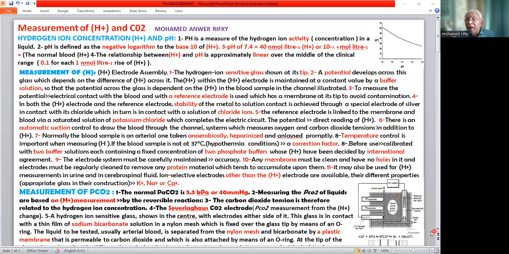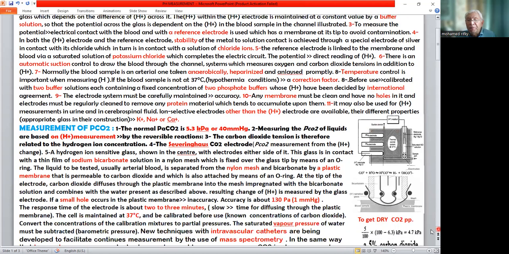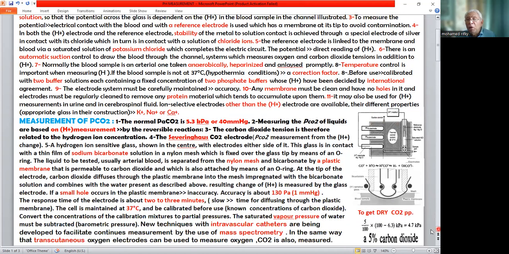The measurement of CO2 is also based on the pH electrode. We call it the Severinghaus electrode. It is also based on the pH, where we have a pH sensitive glass. This sensitive glass has a silicon nylon mesh. This nylon mesh contains bicarbonate, and this system is separated from the blood or CSF by a special membrane, which is attached by 2 pulleys, as you can see, to stretch the membrane.